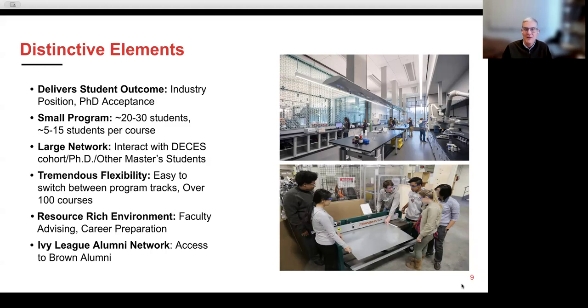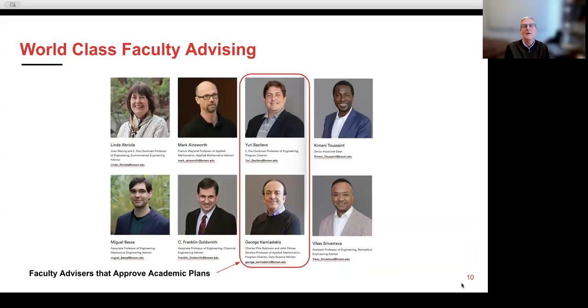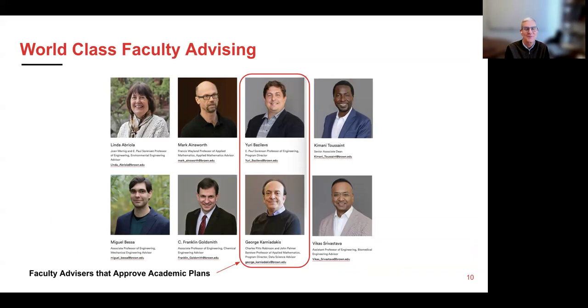Obviously, you're in an Ivy League institution, so from a faculty, advising, and career prep perspective, we're very strong. And you get access to the Brown Alumni Network, which is very strong and has penetrated many industries. Now let's go to the heart and soul of the program, which is the faculty. These are the two academic advisors, Professor Vasilevs and Professor Karniadakis. They're the ones who would be approving your academic plans.